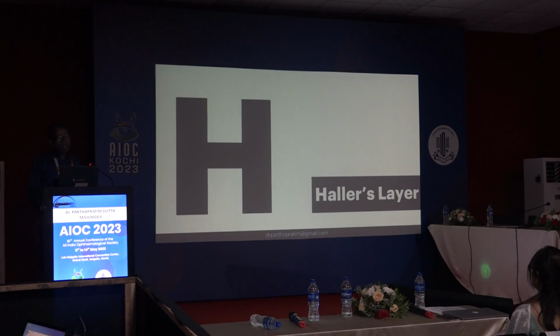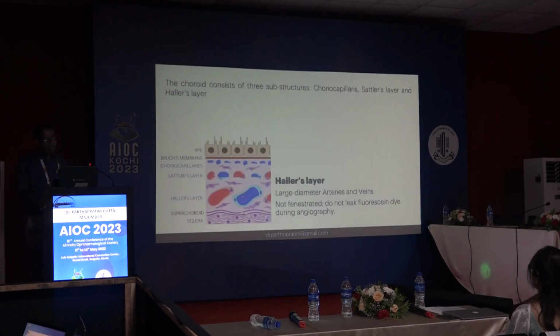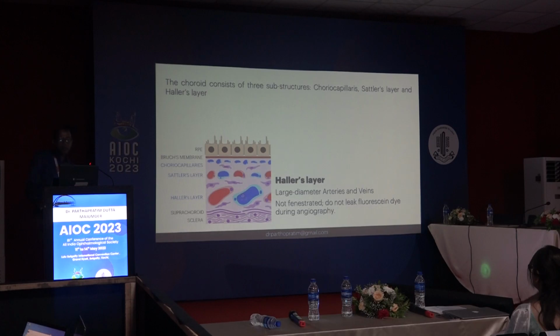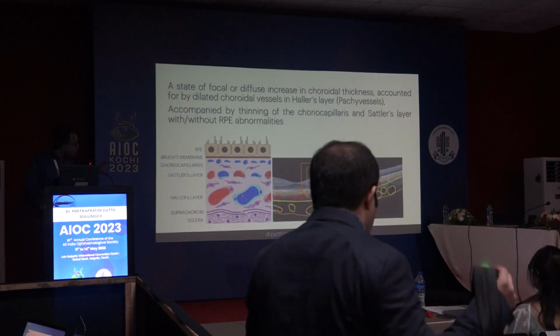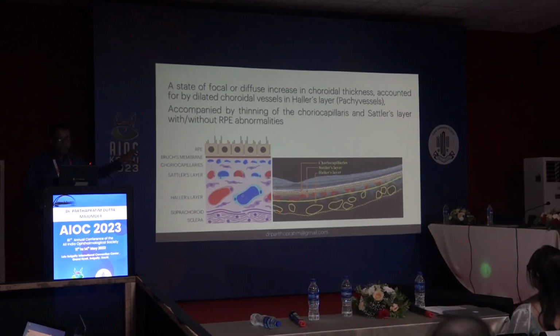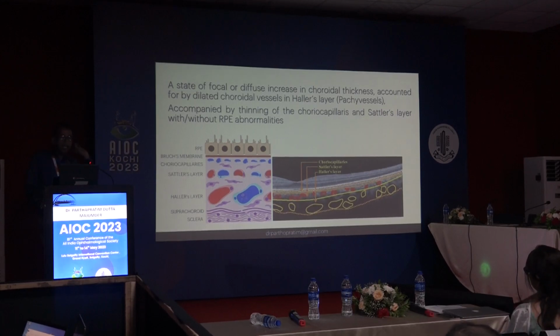Now this is H for Haller's layer. As you know, the choroid consists of three structures: the choriocapillaris, Sattler's layer, and Haller's layer. Haller's layer has large-diameter vessels; if you see, these are the large vessels there. Now this is a very important observation in pathological conditions: a state of focal or diffuse increase in choroidal thickness accounted for by dilated choroidal vessels. These are called pachyvessels, and a clinical spectrum has been identified, which is called pachychoroid. So pachychoroid is a state of focal or diffuse increase in choroidal thickness accounted for by the dilated choroidal vessels.